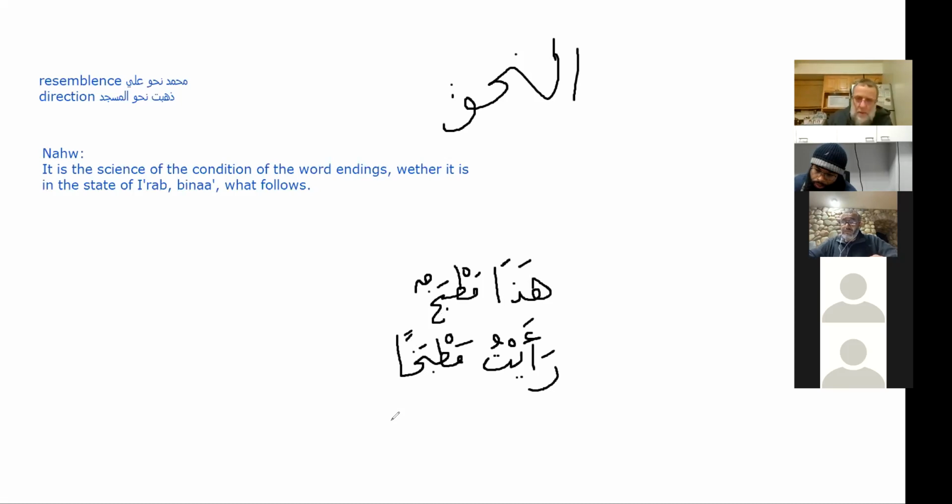It's like a med, isn't it? No, it's not a med. Because the alif has to do with morphology, sarf. The alif is there for spelling purposes. It doesn't mean anything. It's not part of the word.